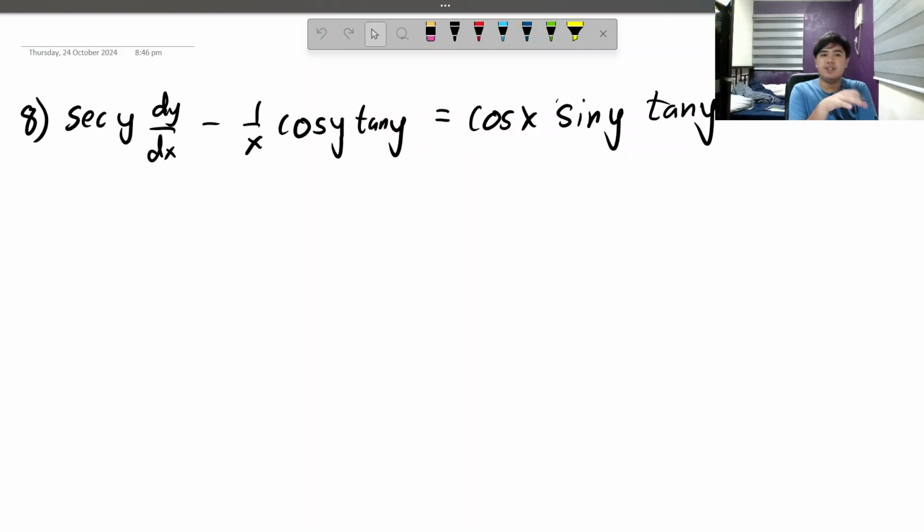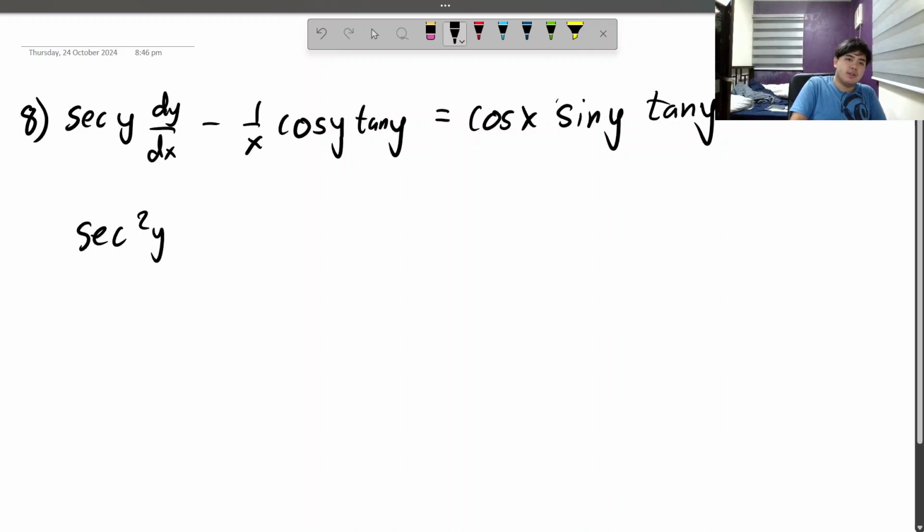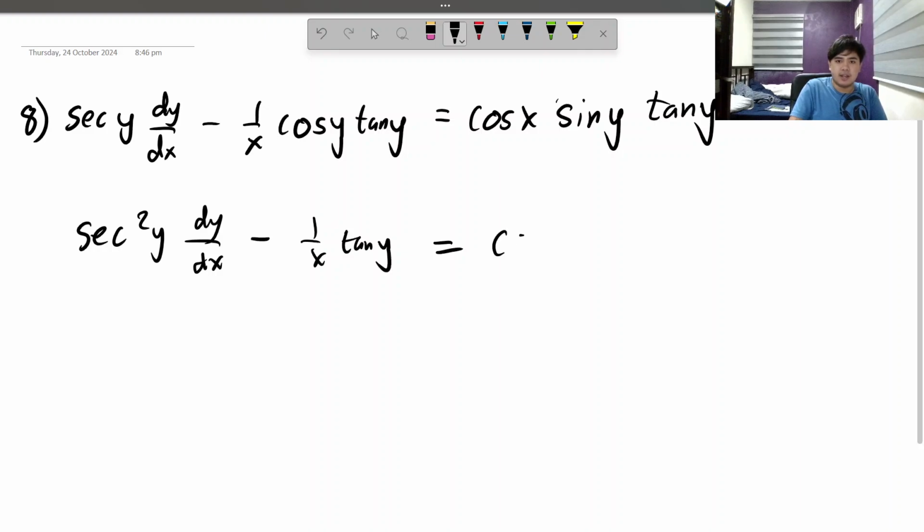If we multiply by secant y on both sides, what would happen? Usually, those kind of questions are the first step to solving this kind of stuff. So let's see. Secant squared y on this one and dy over dx minus cosine y, secant y, they cancel each other out. So we are left with 1 over x tangent y. If we multiply secant y with sine y, that gets us tangent squared y.